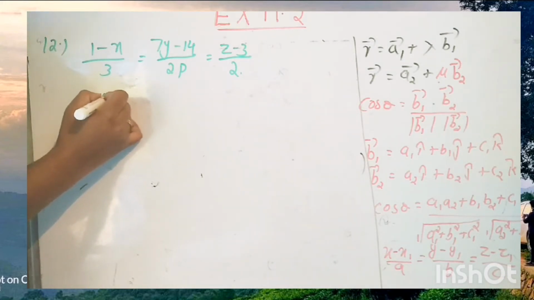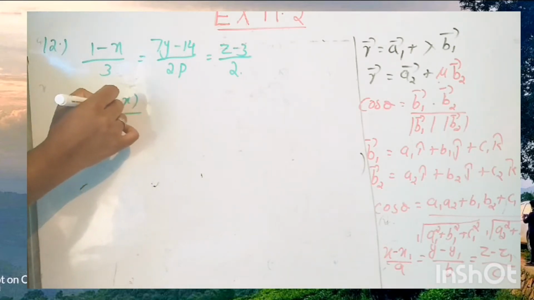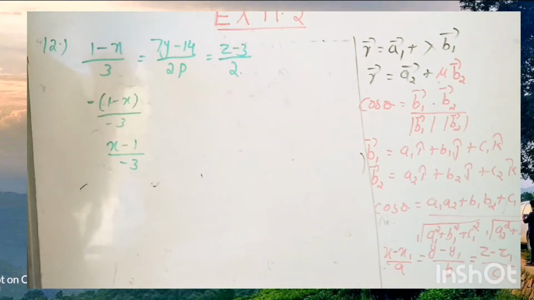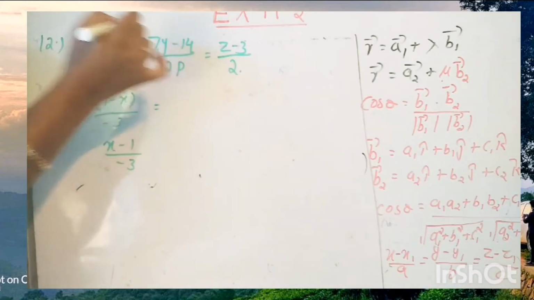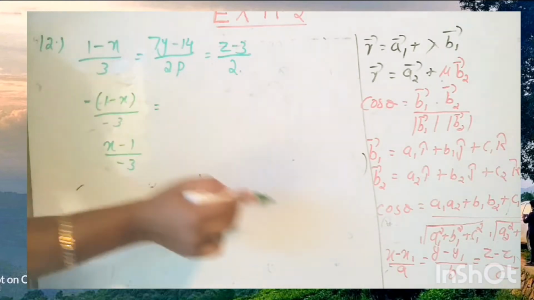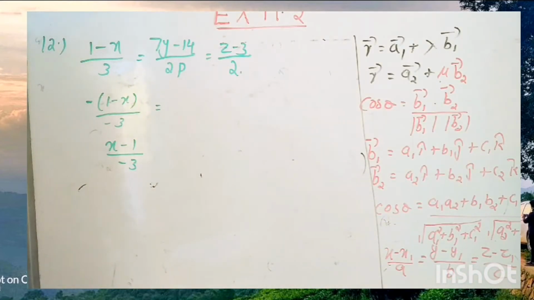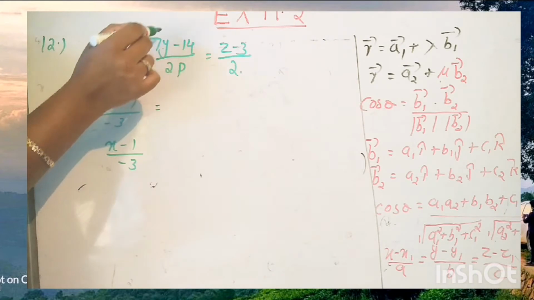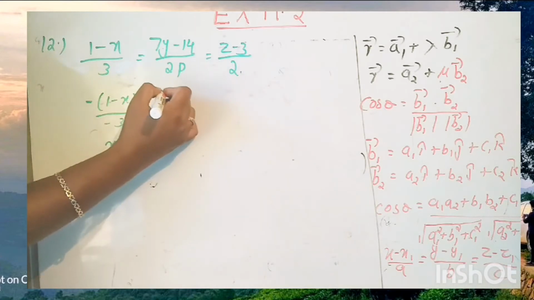So, minus of (1 minus x) divided by minus 3 we will get. And minus of (1 minus x) is x minus 1, divided by minus 3. Now this is of the form (x minus x1)/a. Here the coefficient of y is 7, but we need the coefficient of y as 1, in the form (y minus y1)/b. So just divide numerator and denominator by 7.